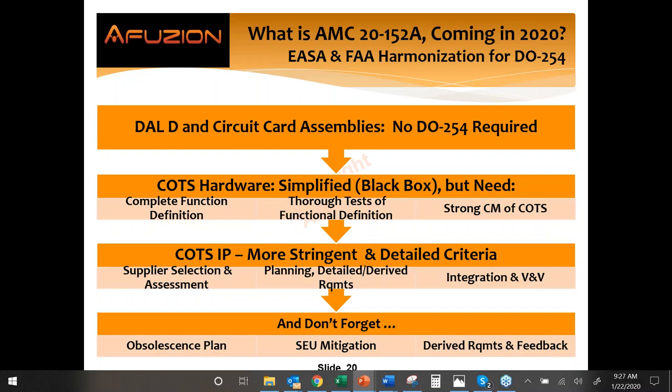Well, that matters in aviation. So we have to have strong configuration management to know exactly what version is there. It's the 30-year rule. Can we replicate it for 30 years? Now, commercial off-the-shelf intellectual property, IP.